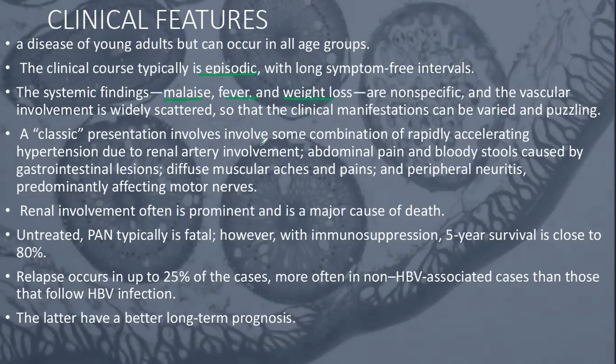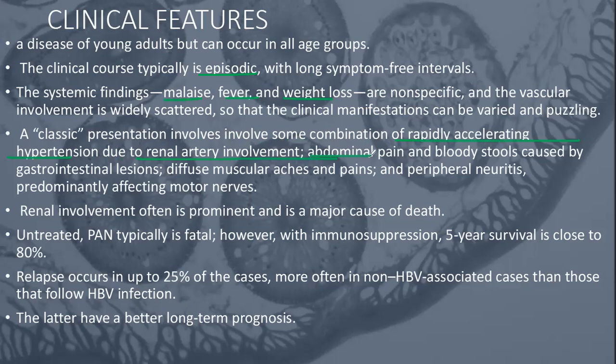So now, a classic presentation involves some combination of rapidly accelerating hypertension. Why? Involvement of the renal artery. If the renal artery is affected, which will lead to occlusion, there will be activation of the RAS system, the renin, angiotensin, aldosterone. That will lead to a rapidly accelerating hypertension.